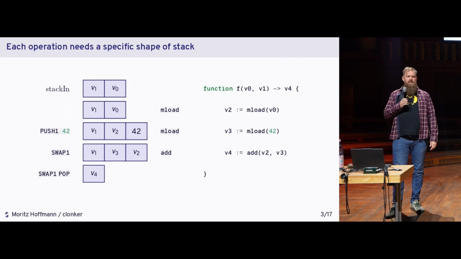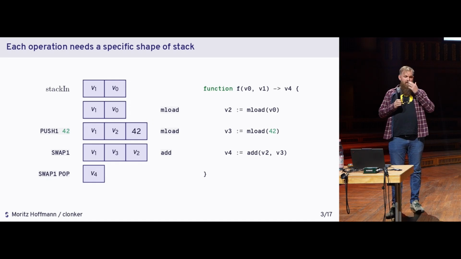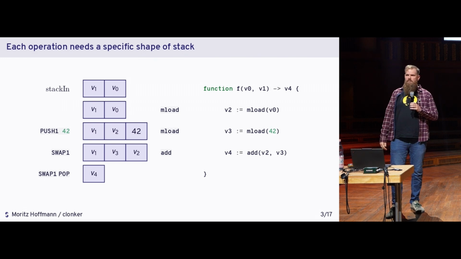And after the add instruction, the state is going to be v1, v4, which is one v1 too many. So we will have to swap and pop, and then we can return from the function. That's kind of what stack layout scheduling looks like. So for each instruction, you prescribe a layout of what that instruction needs in terms of shape of stack, symbolically.